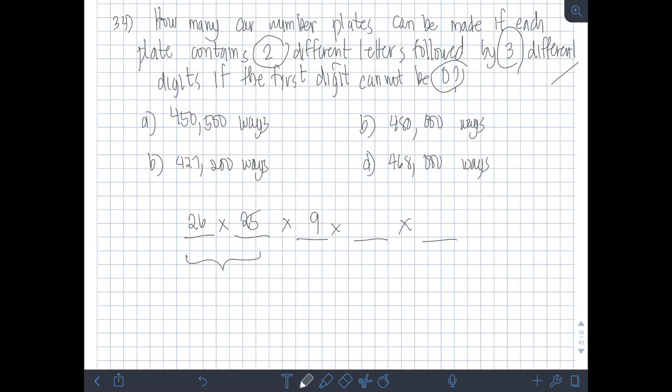Pero this time, pwede na yung 0. So, 0 to 9 uli yung pagpipilian natin. Pero assuming na nagamit na natin yung isa doon, mamiminusan natin yung 10 choices na yon. So, ilan na lang? 9. So, 9 yung second choices. Then, dun sa third, mamiminusan din uli natin itong 9 ng isa para hindi na magamit yung nagamit na natin. So, magiging 8 na lang. So, ito yung final answer natin. 26 times 25 times 9 times 9 times 8, which is 421,200 ways. So, the answer is letter B.